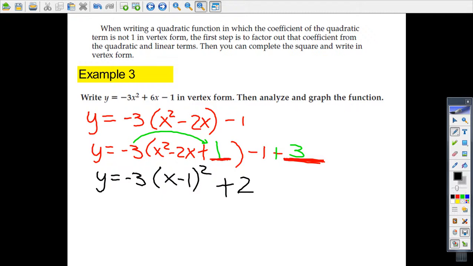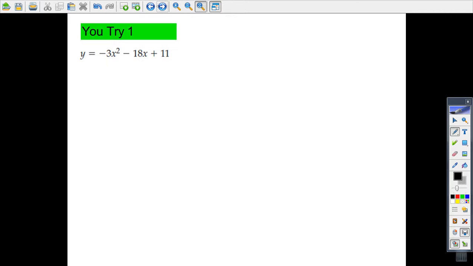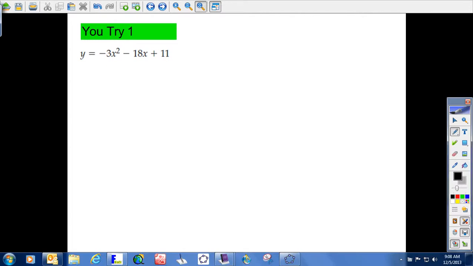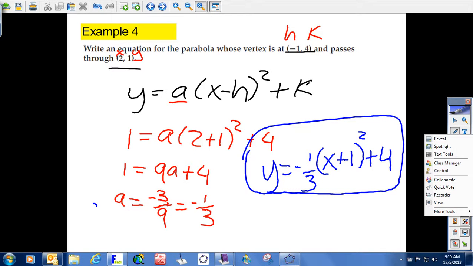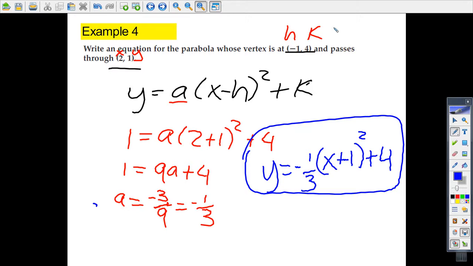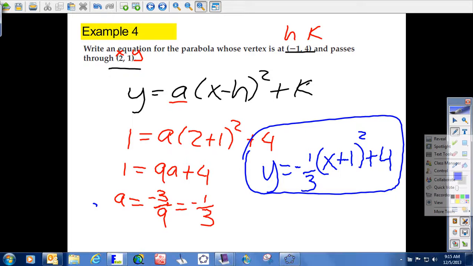Okay, questions? I think I have one for you to try or something. Yeah. There you go. Is this thing supposed to be in the vertical?